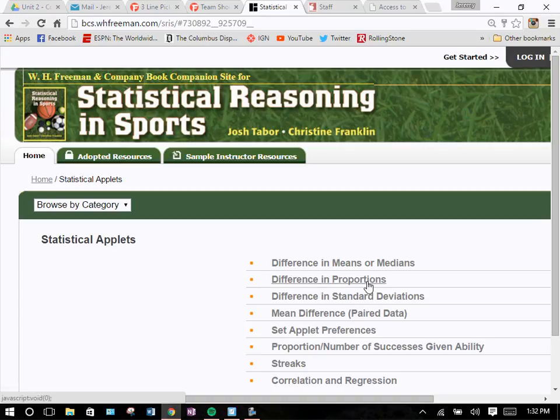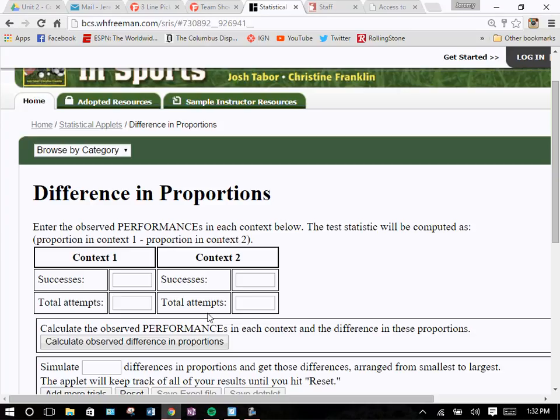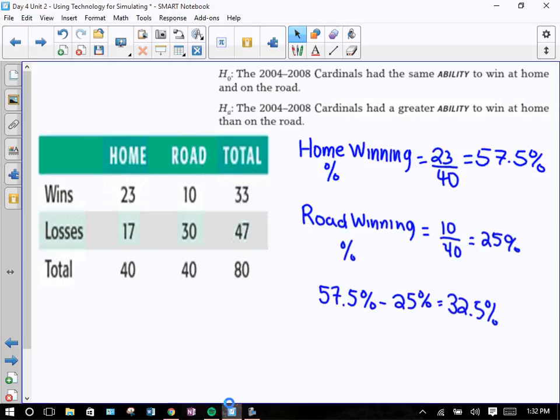So what I need you to do is click on difference in proportions. All right. So now you see you have context 1 and context 2. Notice it says the Cardinals had a greater ability to win at home than on the... Janai, you have a question? Hit statistical applets. And then hit difference in proportions.